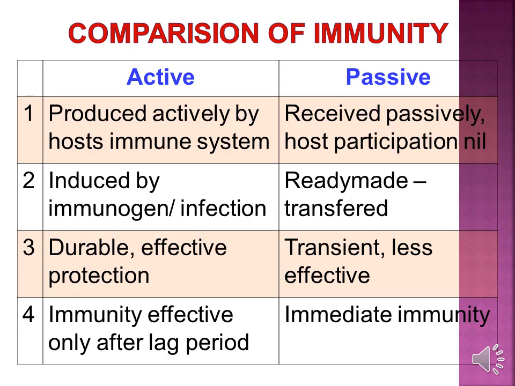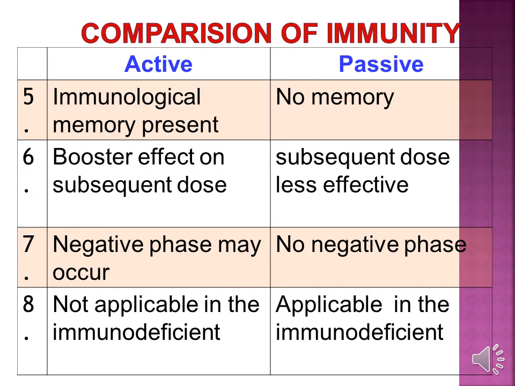In passive immunity, it is received passively, so host participation is not required. It is transferred in a ready-made form. It is transient and less effective, and the immunity is immediate, there is no lag period because it is in ready-made form. In active immunity, immunological memory is present, and a booster effect on a subsequent dose is present. The negative phase may occur because of the previous antibodies, and it is not applicable in immunodeficient persons. In passive immunity, there is no memory, a subsequent dose is less effective, but there is no negative phase, and it is applicable in immunodeficient people.